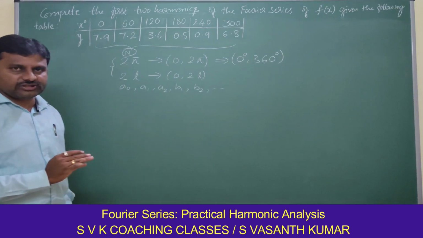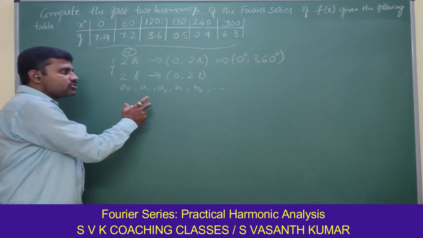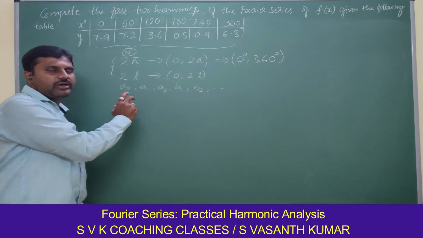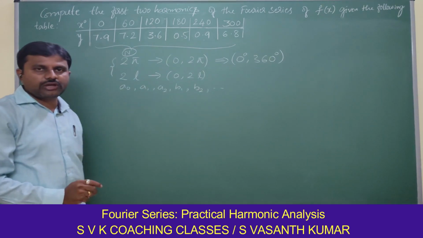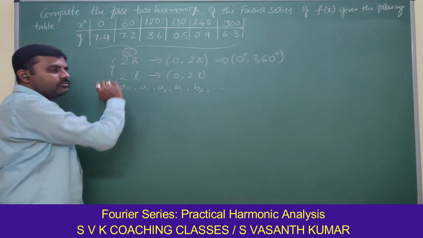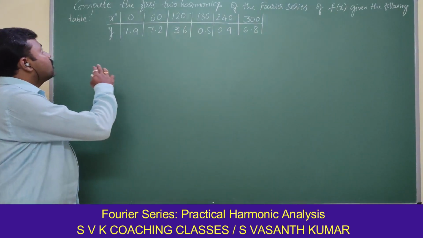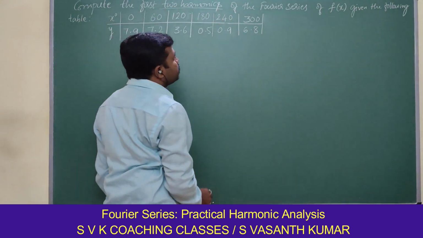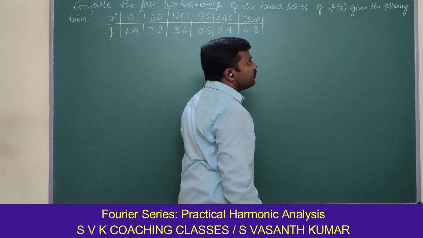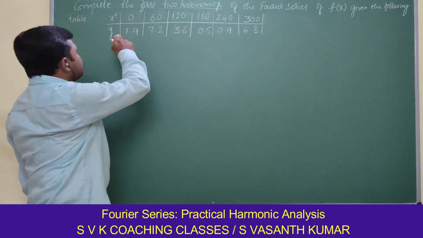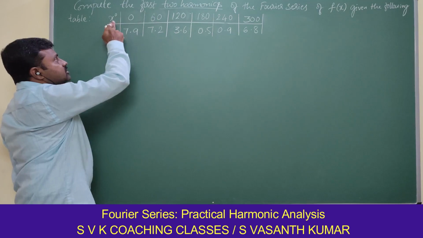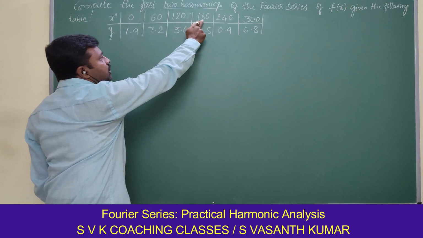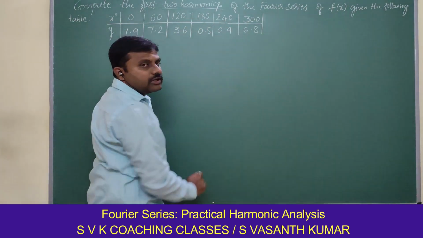The main agenda of this topic is that I am giving some shortcuts to solve this problem. I am using a calculator to give a shortcut. Okay, let us see how to solve this problem. I have considered the problem: compute the first two harmonics of the Fourier series of f of x in the given table. X is given in terms of degree: 0 degree, 60 degree, 120 degree, 180 degree, 240 degree, 300 degree.